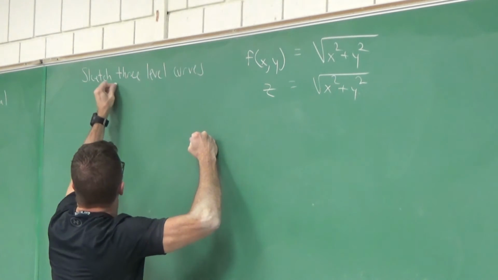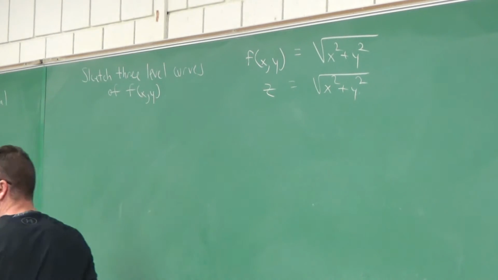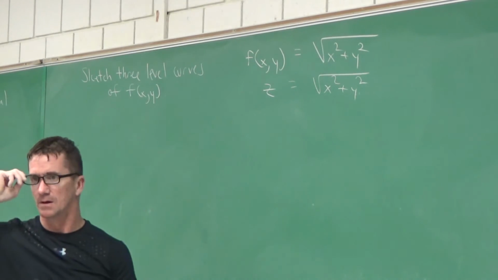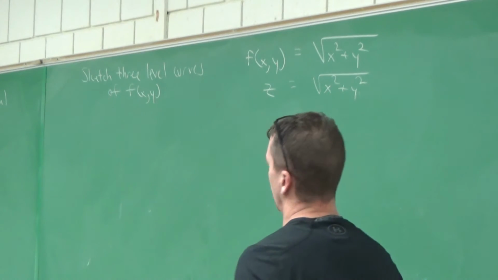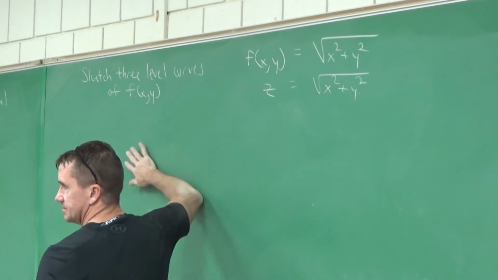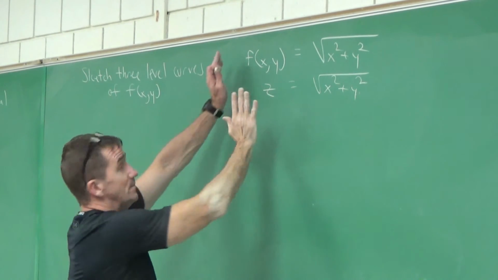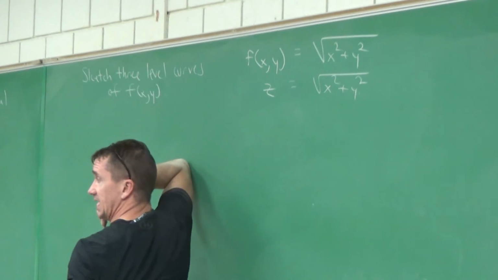Of the function of x and y. Okay. So the topic right now is level curves, and it's in section 14.1. The level curves can represent what's called a contour map. Level curves are drawn in the xy plane. This is z. This is a 3-dimensional graph, everyone agree? But the level curves are drawn in the xy plane.